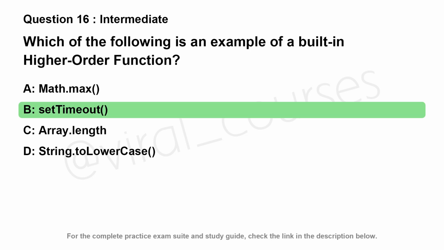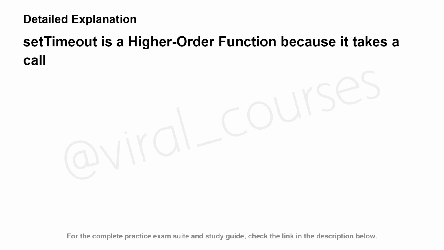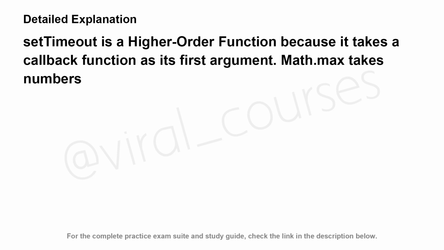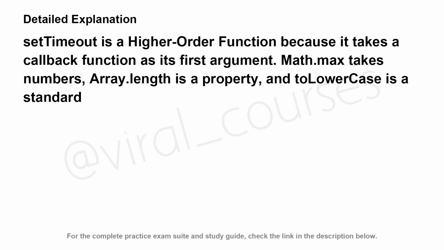The correct answer is B. setTimeout is a higher-order function because it takes a callback function as its first argument. Math.max takes numbers. Array.length is a property. And toLowerCase is a standard method that takes no arguments.